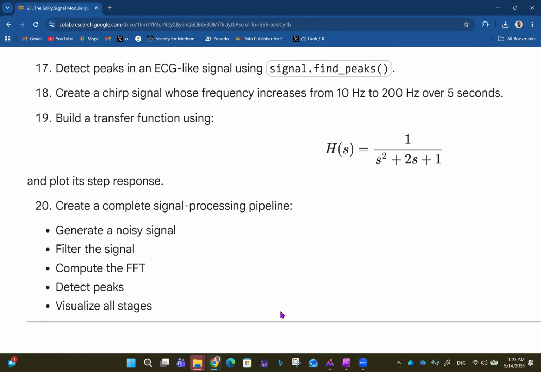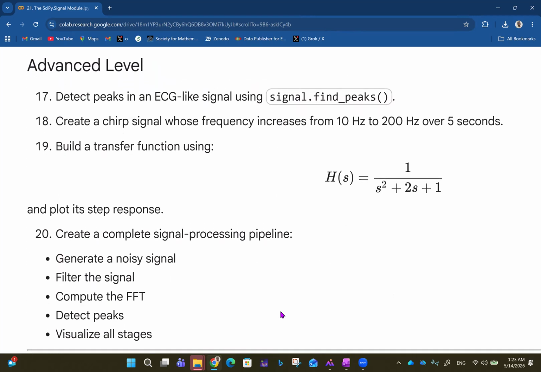Then we have advanced level like this. So you want to detect peaks in an ECG-like signal using signal.find_peaks. So you want to identify the peaks in those signals. Then you create a chirp signal whose frequency increases from 10 Hz to 200 Hz over 5 seconds. And you can build a transfer function using H(s) = 1 / (s^2 + 2s + 1) and plot the step response. Then create a complete signal processing pipeline by generating a noisy signal, filtering the signal, computing the fast Fourier transform, detecting the peaks, and visualizing all the stages.